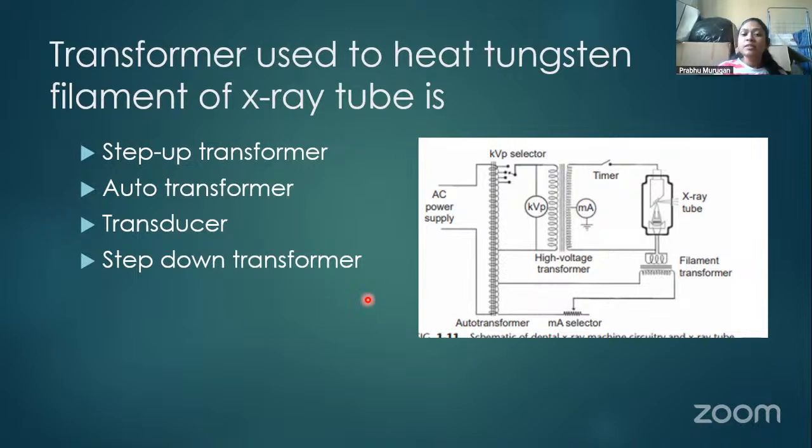Here the question they have asked is which is used to heat the tungsten filament. So we all know, right? To heat the tungsten filament, there is going to be an alternating current that is going to come from the main power supply. The alternating current can sometimes be very high, right? So we need a step-down transformer to reduce the voltage of the alternating current, and it is going to make it optimal for the filament to get heated up to produce electrons. So the answer for this question is option D, that is step-down transformer.